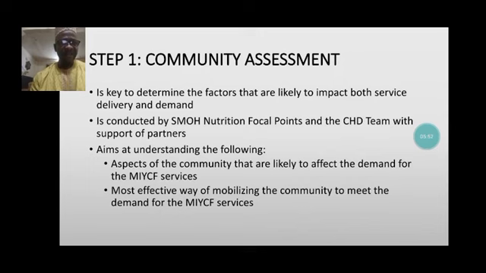Step one, community assessment. It is key to determine the factors that are likely to impact both service delivery and demand. It's conducted by SMOH, Nutrition Focal Point, and the CHD team with the support partners. Thirdly, it aims at understanding the following aspects of the community that are likely to affect the demand for MIYCF services and the most effective way of mobilizing the community to meet the demand for the MIYCF services.